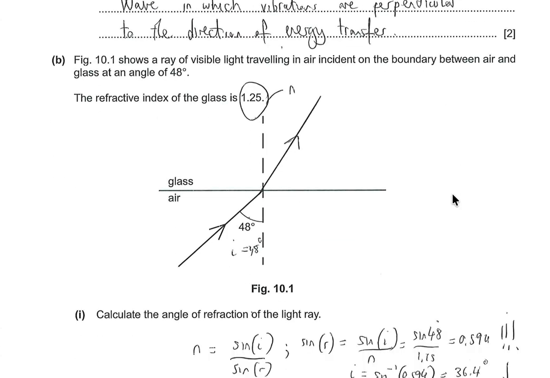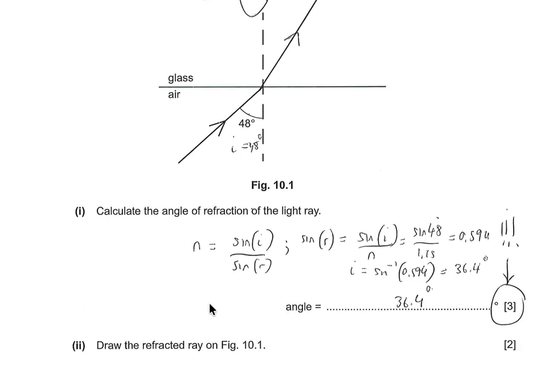Okay, we've got figure 10. We've got a ray of visible light traveling in air, and it's incident on a boundary between air and glass. We know the refractive index of the glass. First thing we're asked is to calculate the angle of refraction. Now, I've done over here a little 3 exclamation marks. Why? Because this is a 3-mark question. 3-mark questions involve doing something else, just involve an extra bit of difficulty.